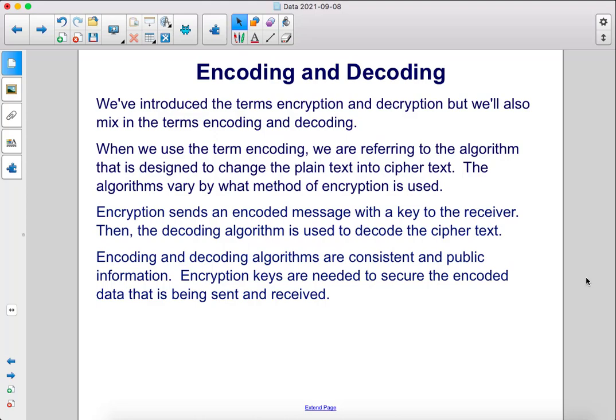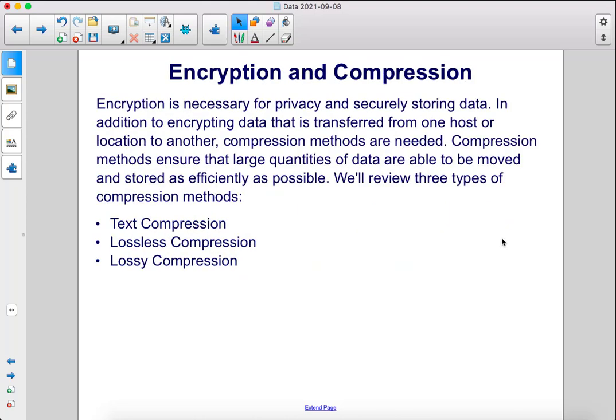Encryption sends an encoded message with a key to the receiver. Then, the decoding algorithm is used to decode the ciphertext. Encoding and decoding algorithms are consistent and public information. Encryption keys are needed to secure the encoded data that is being sent and received. Encryption is necessary for privacy and securely storing data.